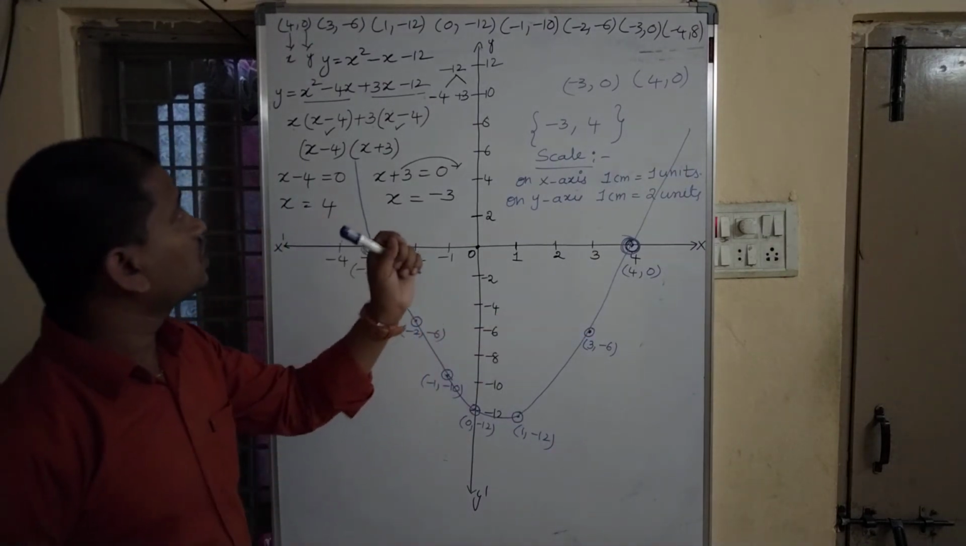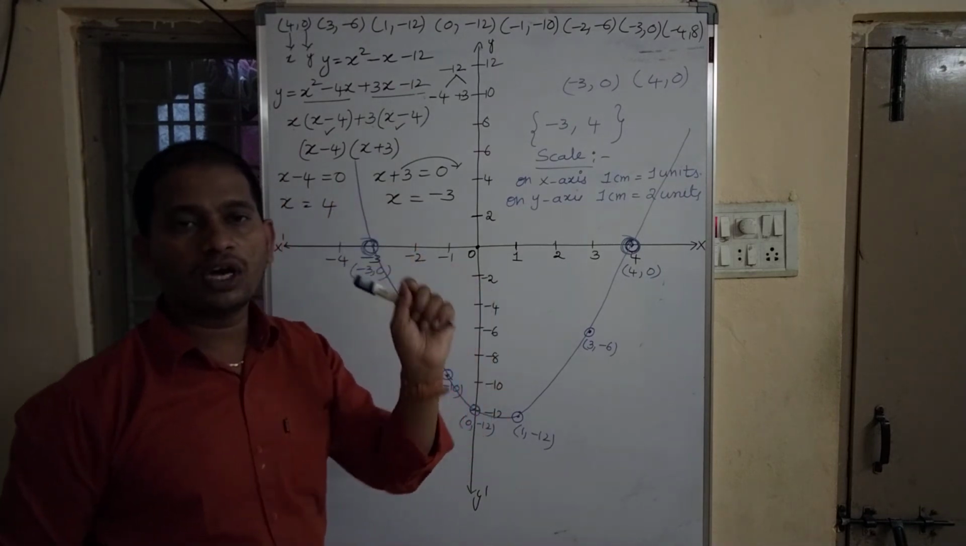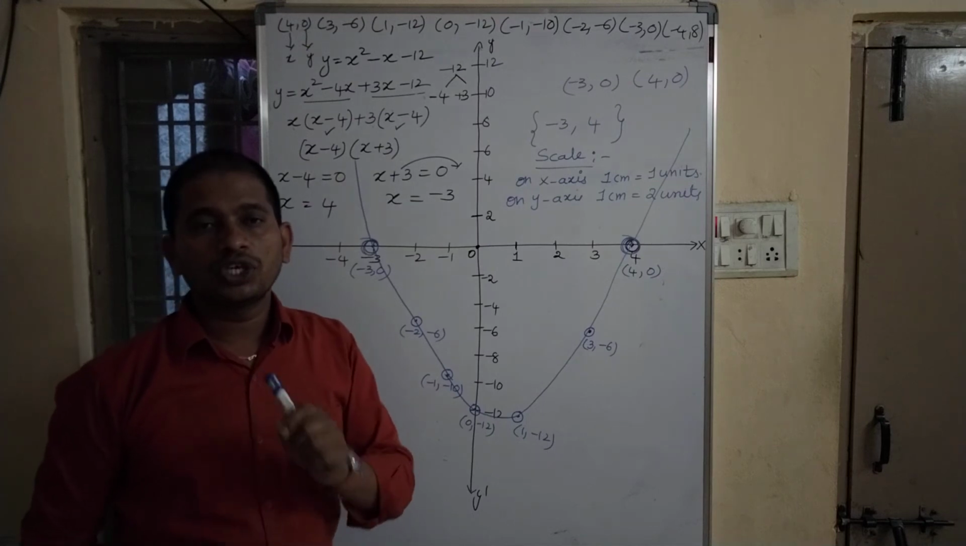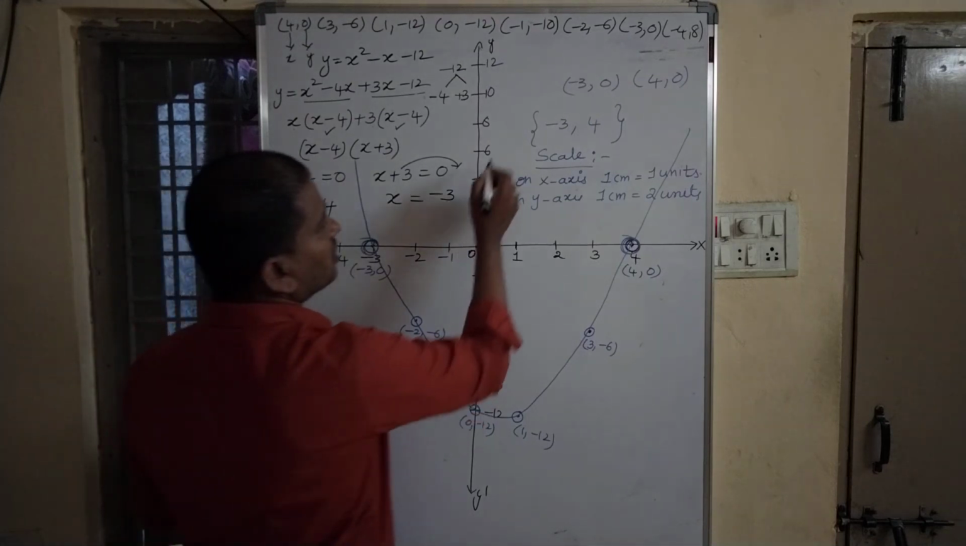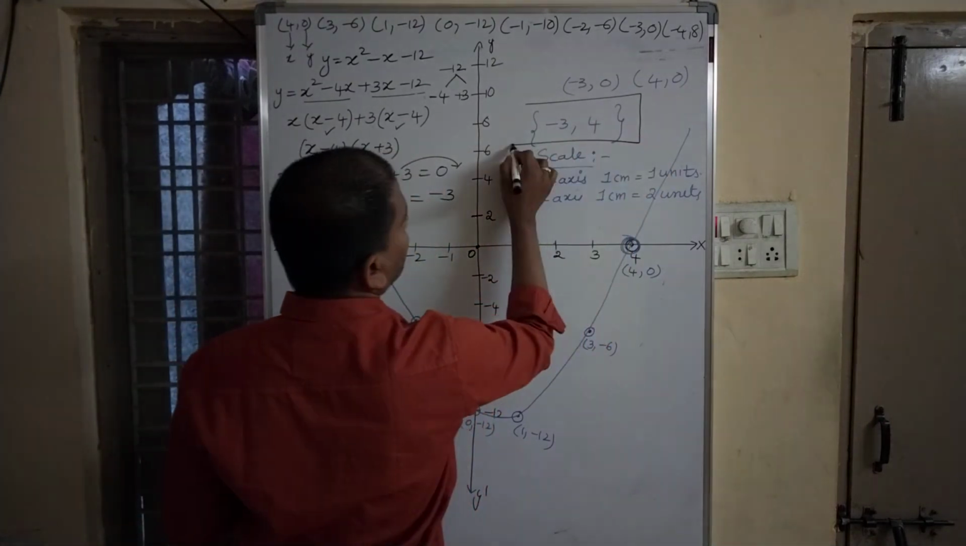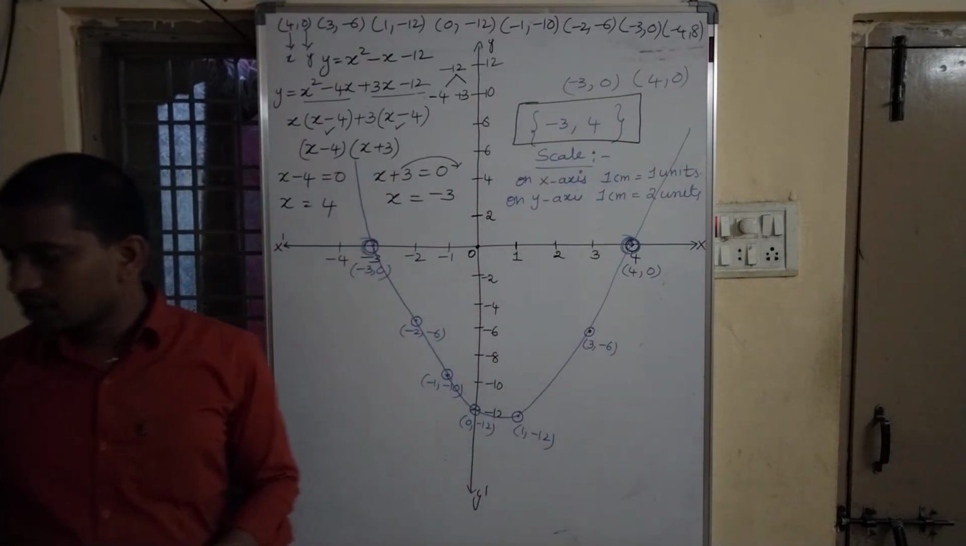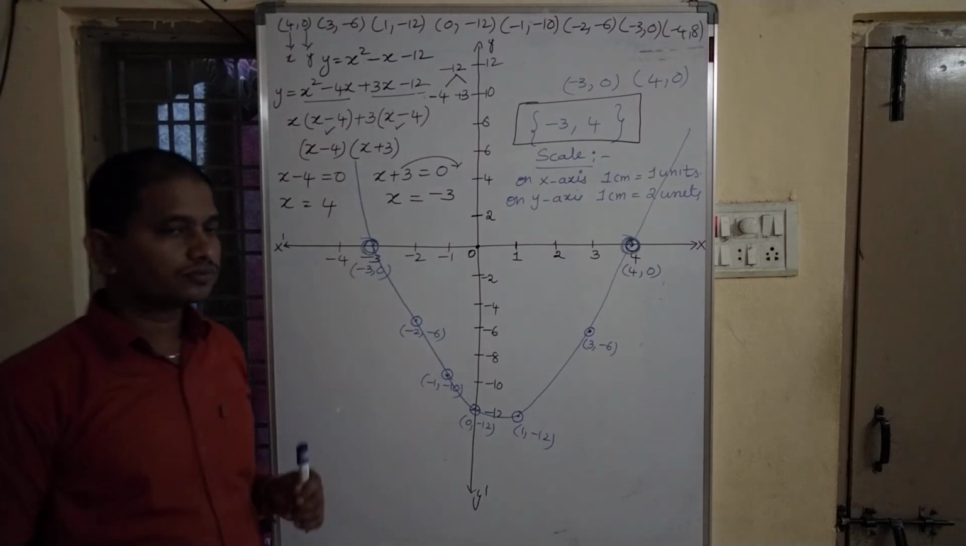So, what are the zeros of the polynomial p of x equal to x square minus x minus 12? That is minus 3 and 4. Minus 3 and 4 are the zeros of the polynomial.